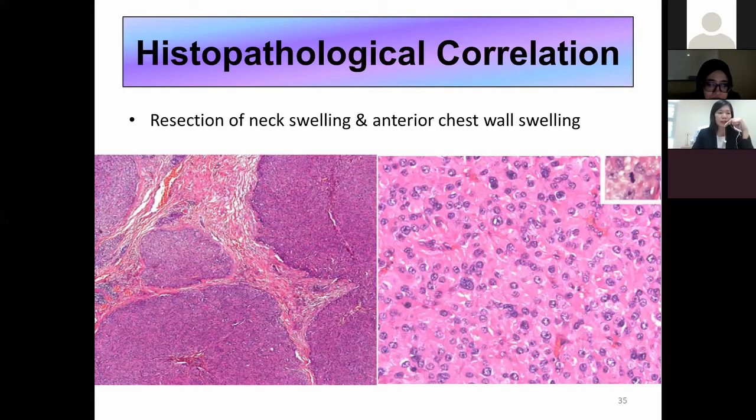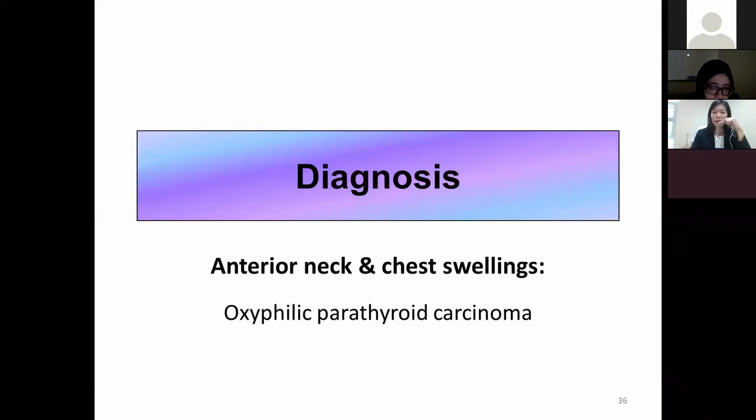You can appreciate that the neoplastic cells are separated by dense fibrous septa, and there is evidence of capsular invasion as well. This time there's more nuclear pleomorphism, but not much different from the previous resection specimen, and mitosis is seen. So this time a diagnosis of oxyphilic parathyroid carcinoma was given.